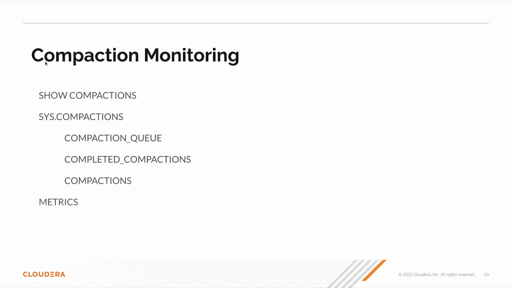For monitoring the running compactions, failed compactions, anything, we can use show compactions. This will show all the compactions that are initiated, working, ready for cleaning, and completed. All compaction information will be here: the compaction queue with initiated and working, and the completed compactions. And there are JMX metrics also. We can check the metrics and monitoring here.